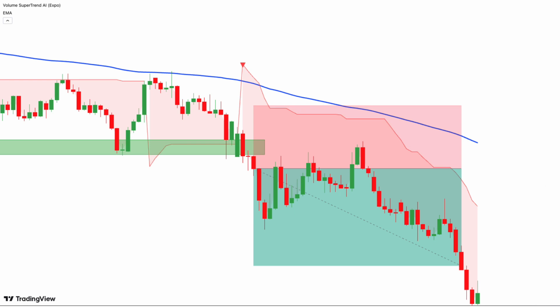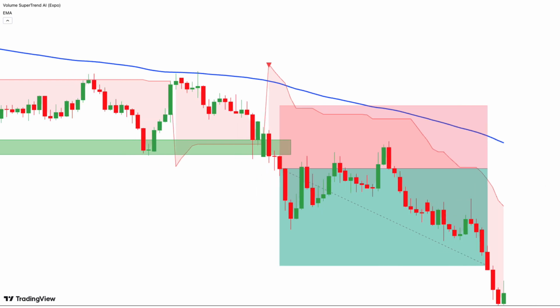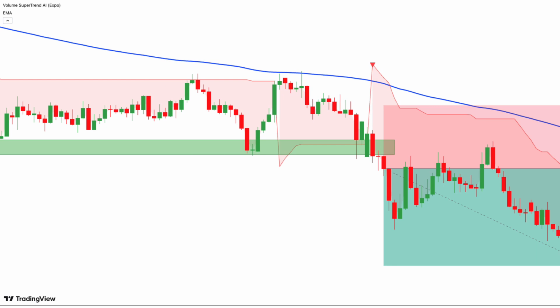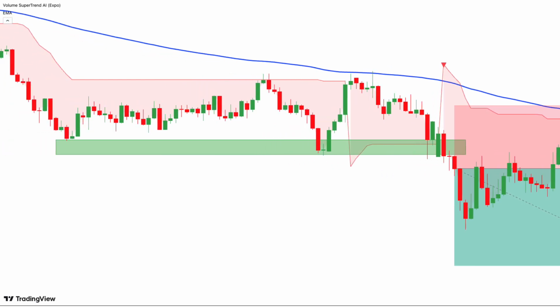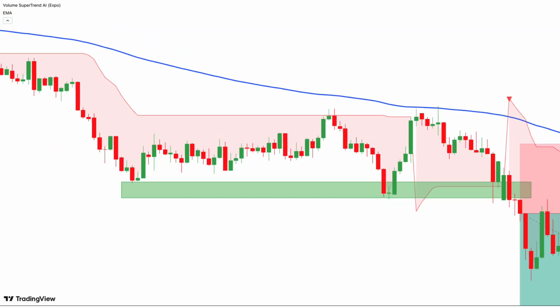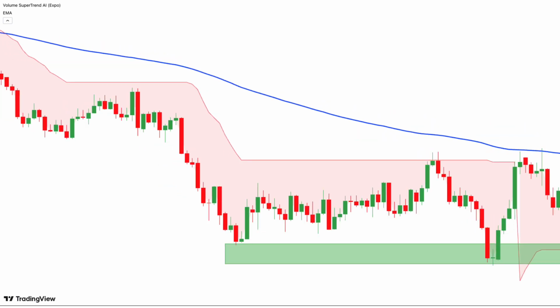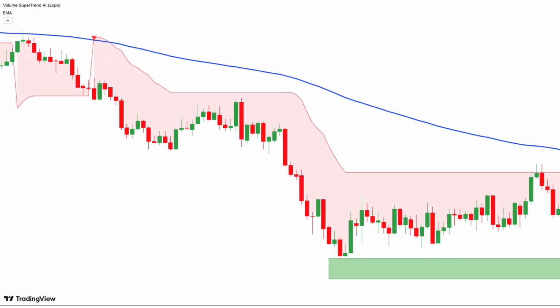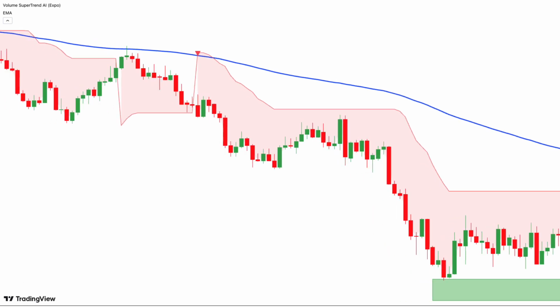Ultimately, the volume supertrend AI indicator is a valuable tool in identifying market trends, improving your trading strategy by combining both volume analysis and machine learning. Use this guide not as financial advice, but as a step towards making informed and strategic trading decisions.